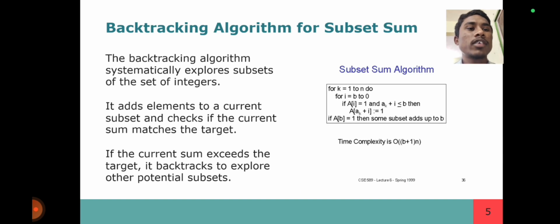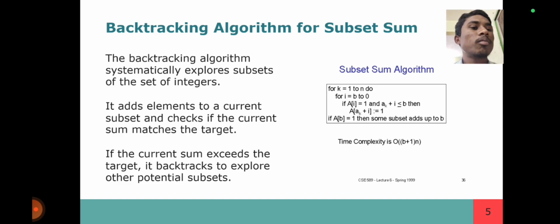Backtracking algorithm for the subset sum problem. The backtracking algorithm systematically explores subsets of the set of integers. It adds elements to a current subset and checks if the current sum matches the target. If the current sum exceeds the target, it backtracks to explore other potential subsets.